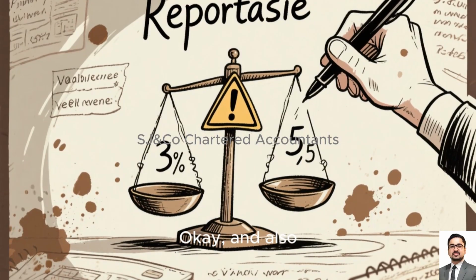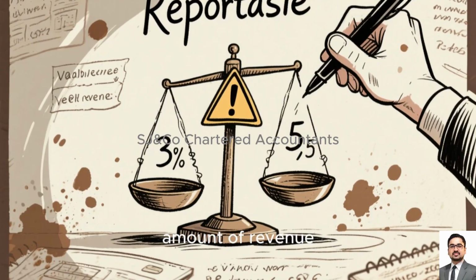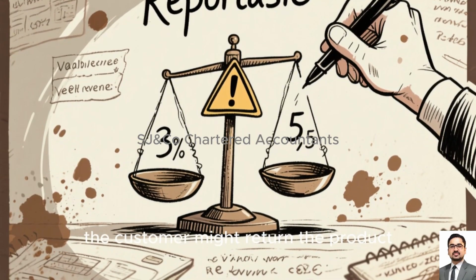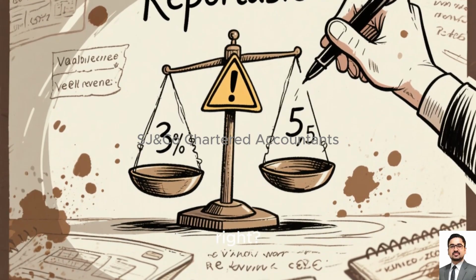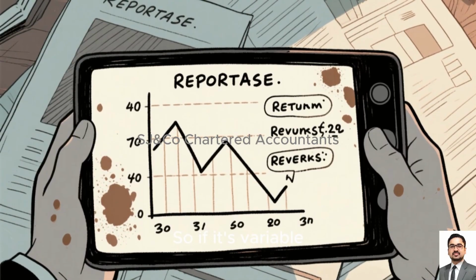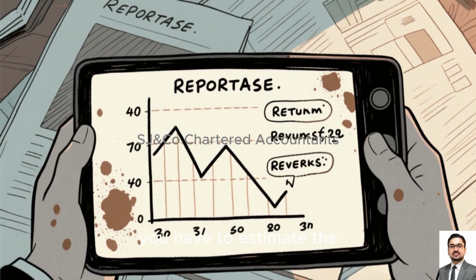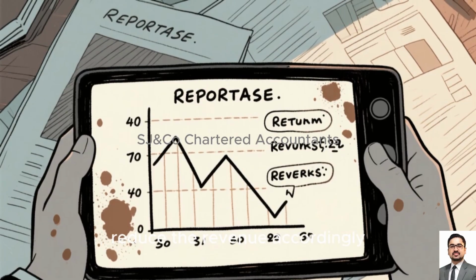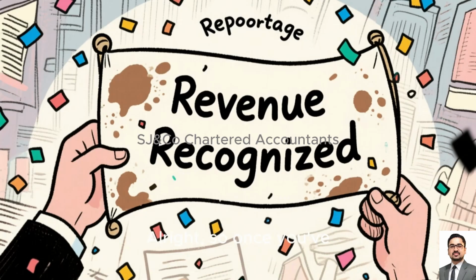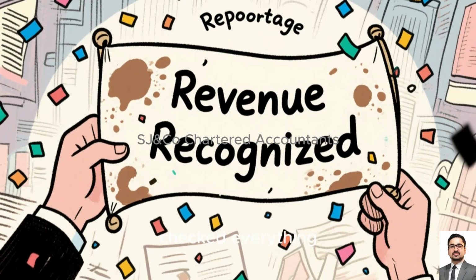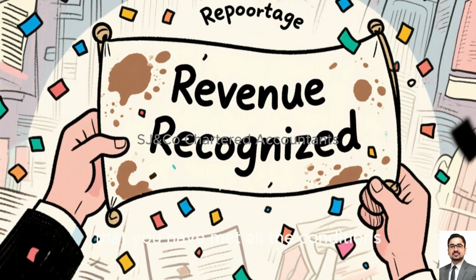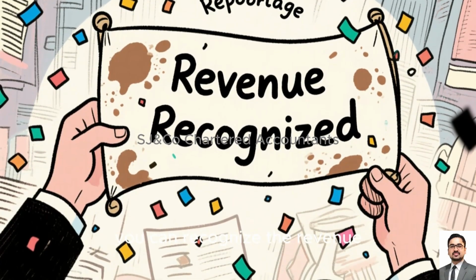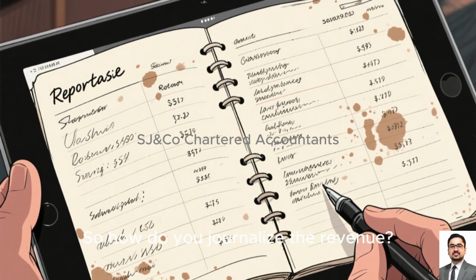Okay, and also you have to measure the amount of revenue that you can recognize. Is it variable? Maybe the customer might return the product, right? So if it's variable, you have to estimate the amount of returns, and then you have to reduce the revenue accordingly. Alright, so once you've checked everything and if you're satisfied that you have met all the conditions, you can recognize the revenue. So how do you journalize the revenue?